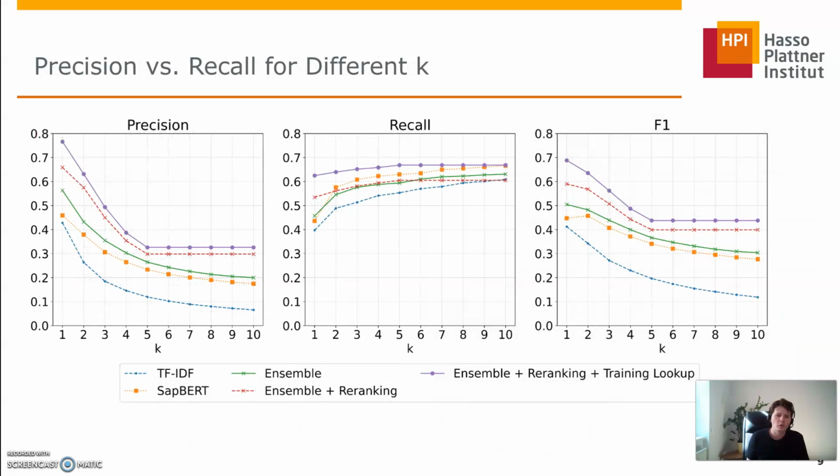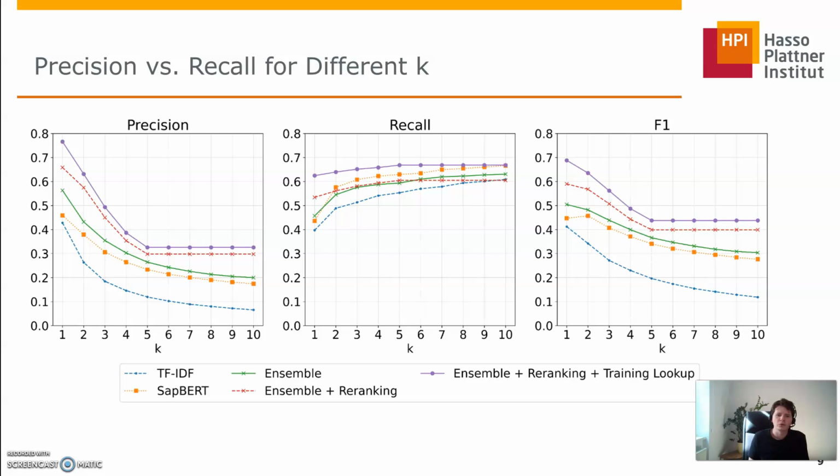We looked at the performance of the different components more closely, and we saw that actually all of the components contribute to performance, also for different values of k. For the evaluation in the shared task, we only care about k equals 1. But for other applications, it might be interesting to look at other values of k, because it might be acceptable to have 2 or 3 or 4 different candidates. So we see that all of the additional components actually make the system better.